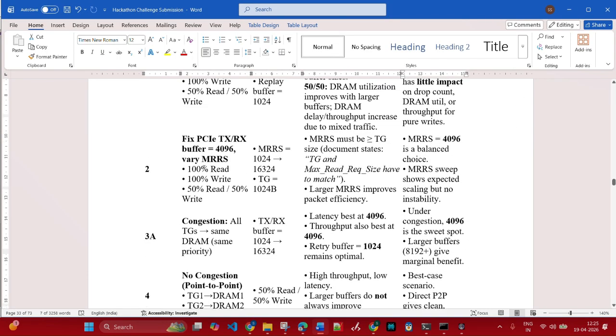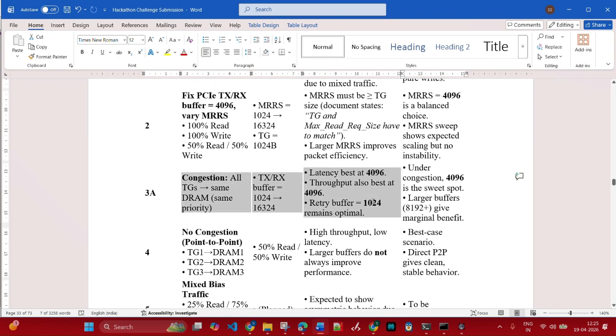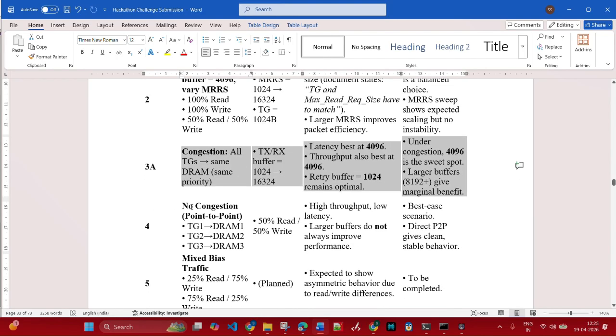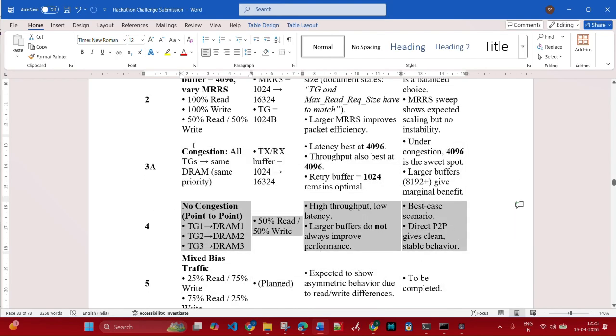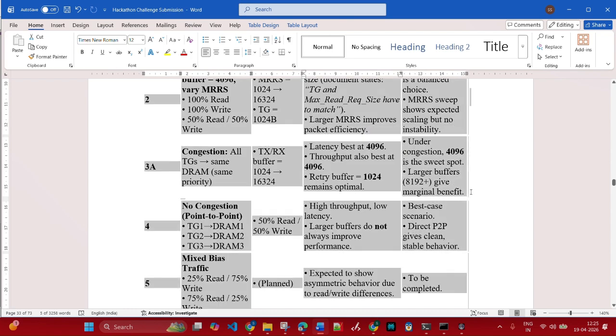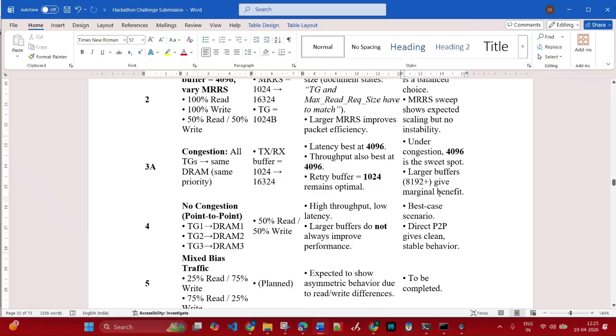Similarly, I've kept the same for the congestion scenario. In general, the congestion scenario will be the worst scenario, and the no congestion scenario will be the best scenario. If you consider these two scenarios, in the congestion scenario with 50% read or write, I'm changing the TX buffer from 1024 to 62. I'm saying my latency is best at 4096, and throughput is also better for 4096. Once I start to increase my buffer size, there is only a slight increase in throughput, like 5% or so. So 4096 will be the best one.